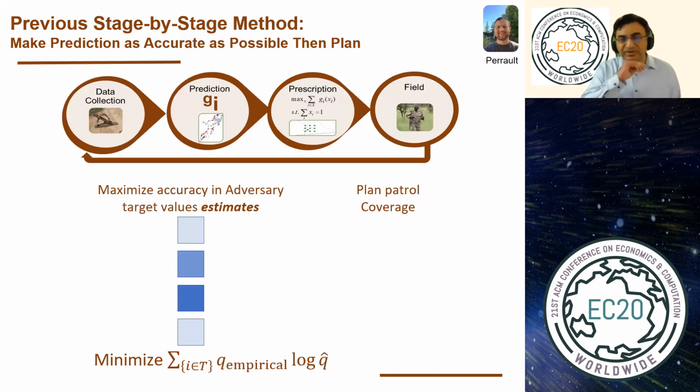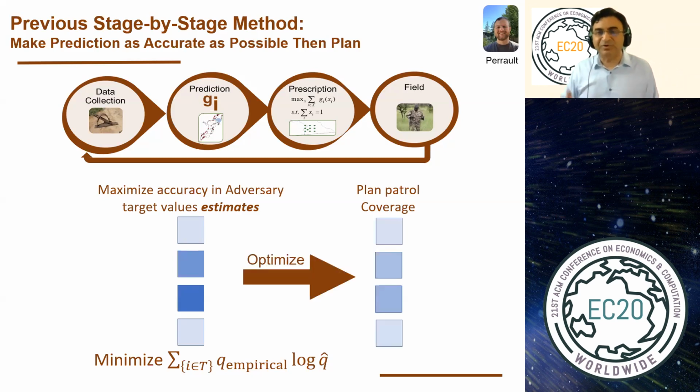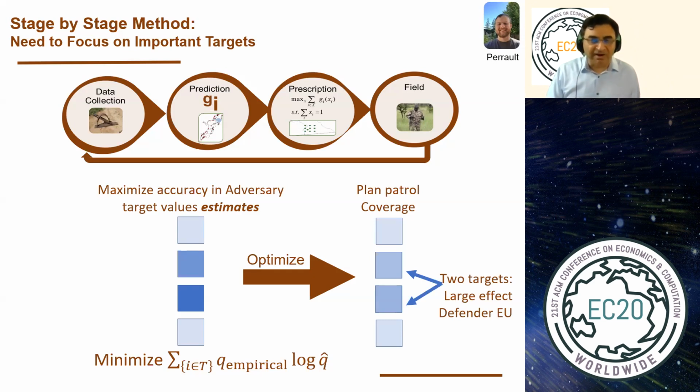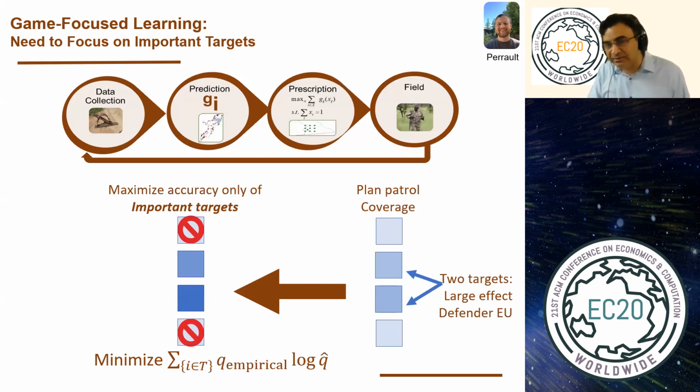So consider a situation where we have only 4 targets for illustrative example here, and we use a standard loss function in order to maximize accuracy in adversary value estimates on each of these 4 targets. Then we generate patrols, but what we find is that 2 of the targets have a large effect on defender expected utility. What this means is that when we were trying to learn, we only needed to learn accurately our estimates for the 2 targets that really matter, and not really spread our error and not really bother as much about errors on these other targets.